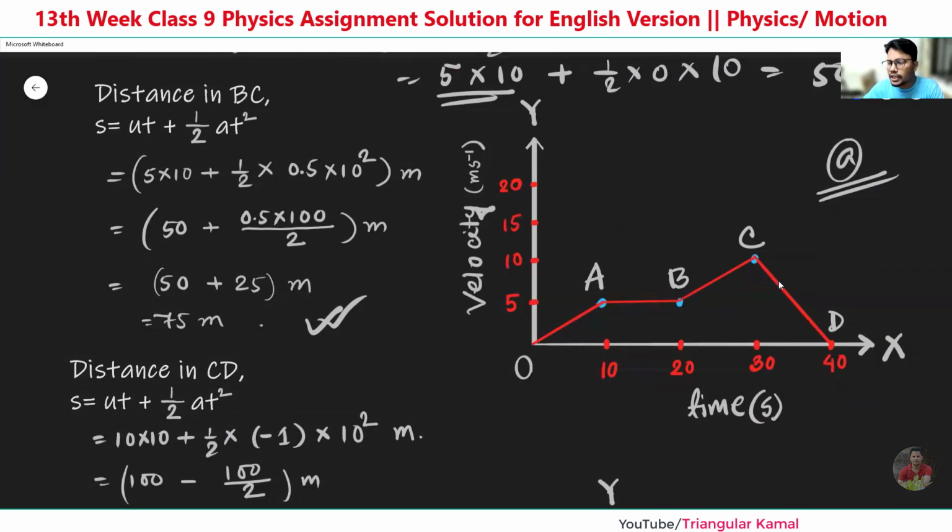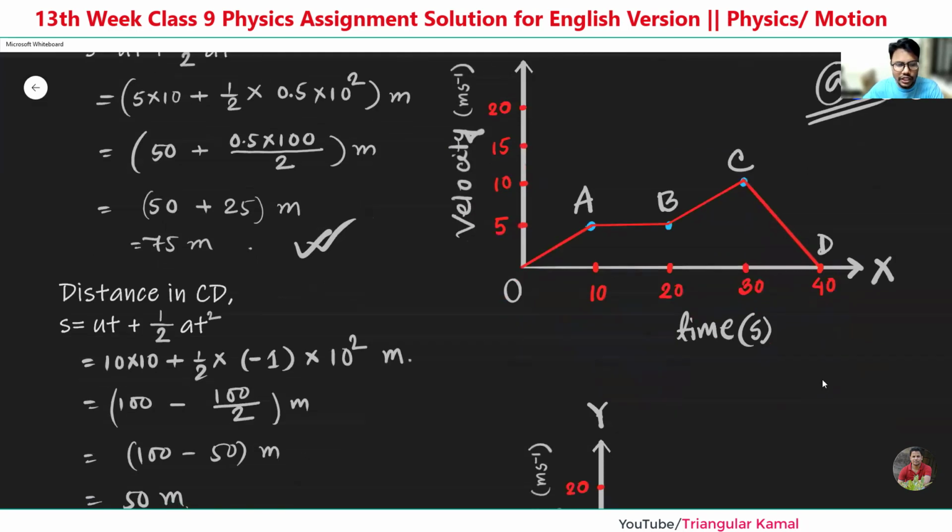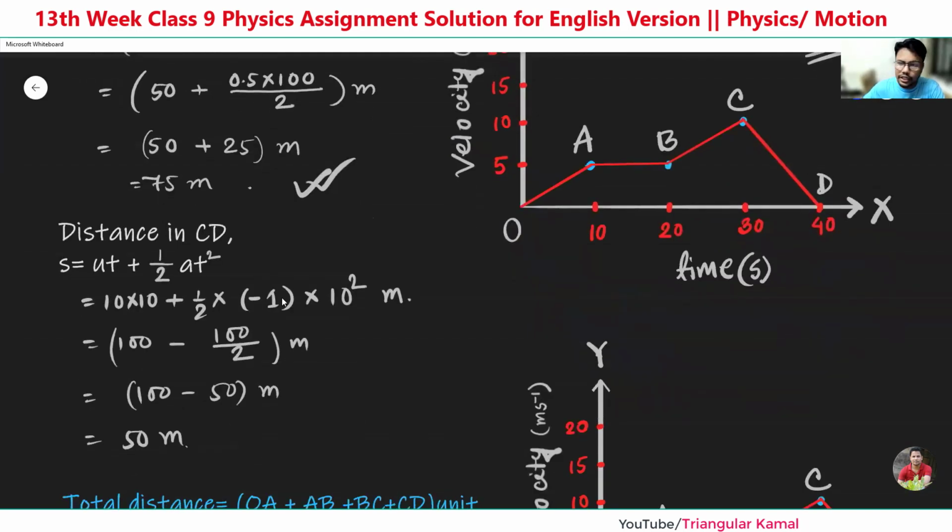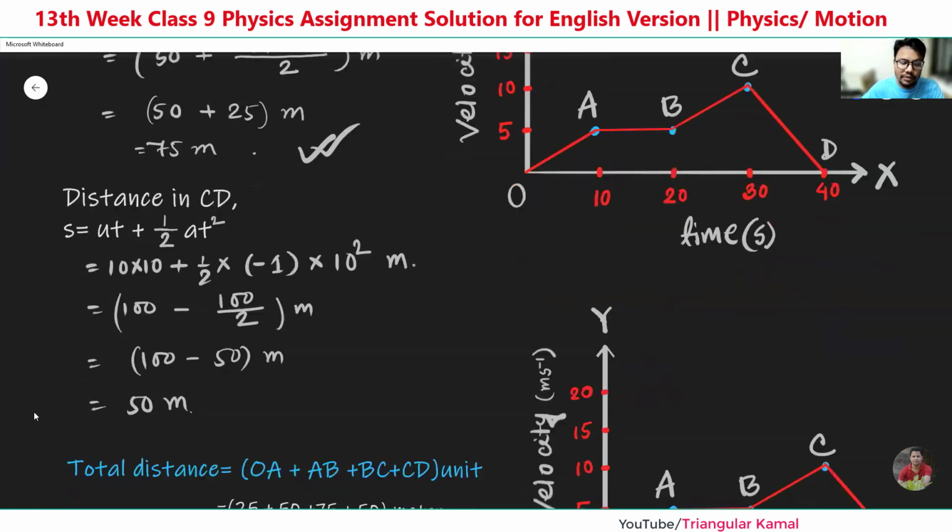Here C to D equals ut plus half at square. So u equals 10 here, it started from 10, and t is 10 seconds, from 30 to 40, and half. A is the deceleration, the negative acceleration of -1, and the time is also given here as 10 seconds. So C to D, the car or the particle travels 50 meters.